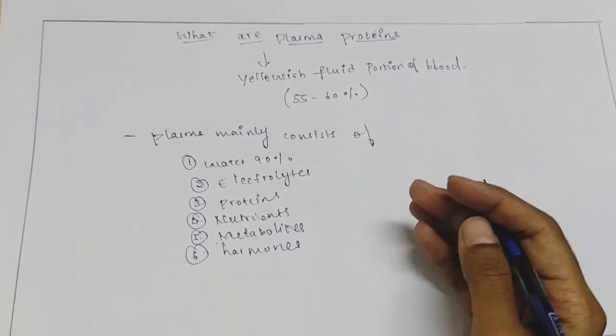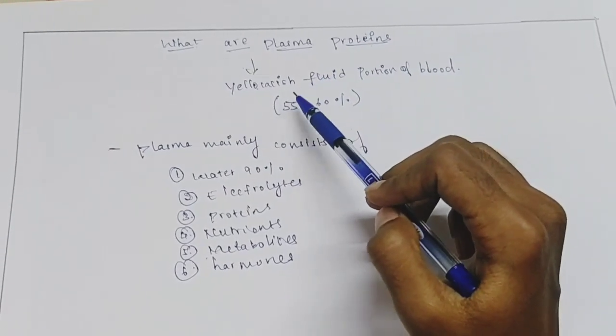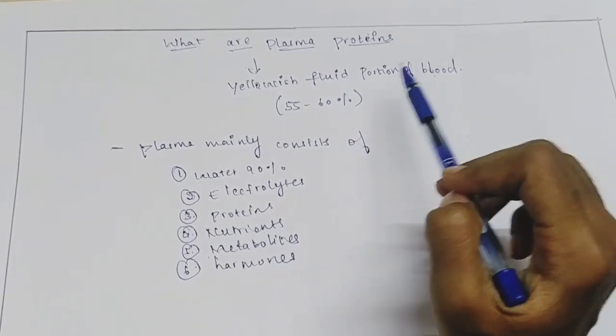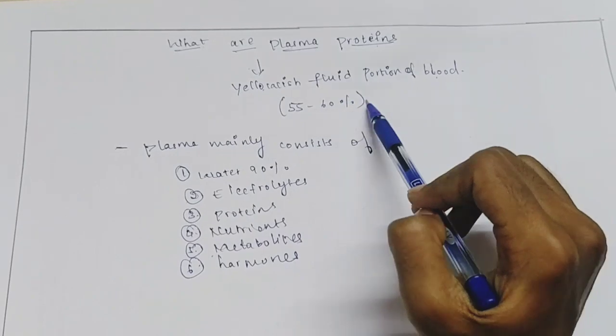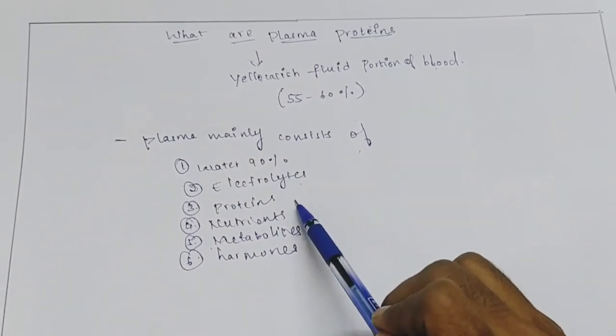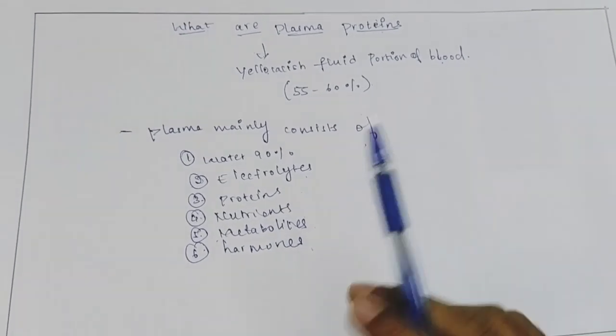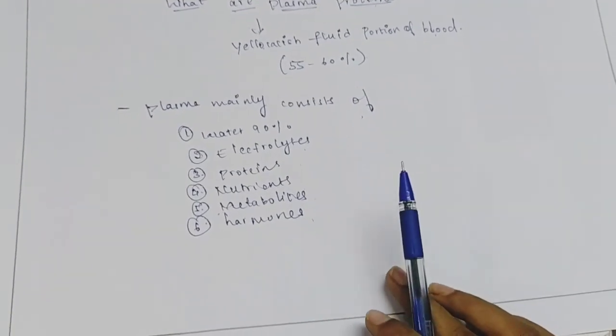So what have we read? What is plasma? Plasma is the yellowish fluid portion of blood, which is about 50 to 60% of blood. Plasma mainly consists of water 90%, electrolytes, proteins, nutrients, metabolites, and hormones. Next come the types of plasma proteins.